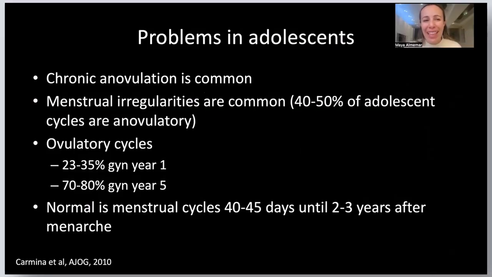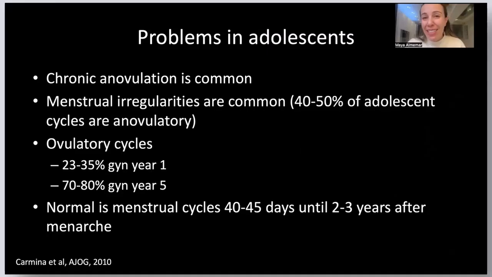But what is the problem in adolescence? Well, chronic anovulation is super common, irregular periods are common, and the number of ovulatory cycles actually in the first year after your period start is very low and still low even year 5 after your period start.